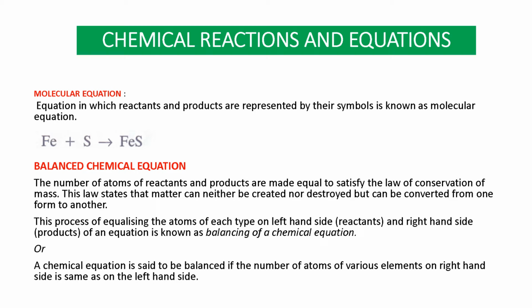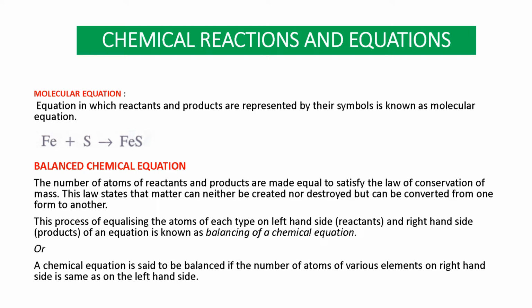Then we come to the balanced chemical equation. What is a balanced chemical equation? First, all of you have to know why we should balance the chemical equation. What is the necessity to balance the chemical equation? We balance the chemical equation to satisfy the law of conservation of mass. What is the law of conservation of mass? Matter can neither be created nor destroyed but can be converted from one form to another. So this is the law of conservation of mass, and we balance the chemical equation to satisfy it.